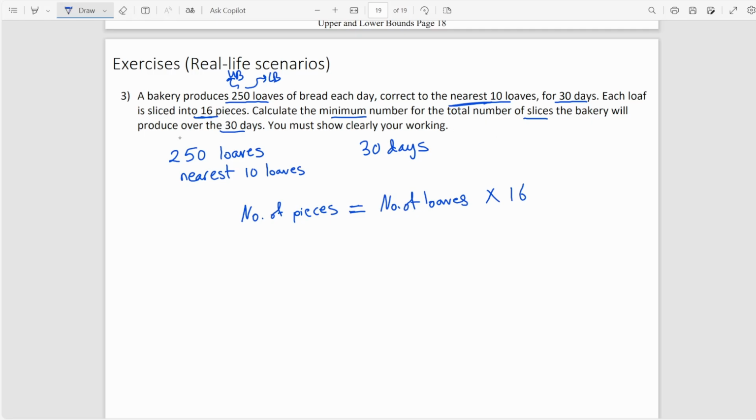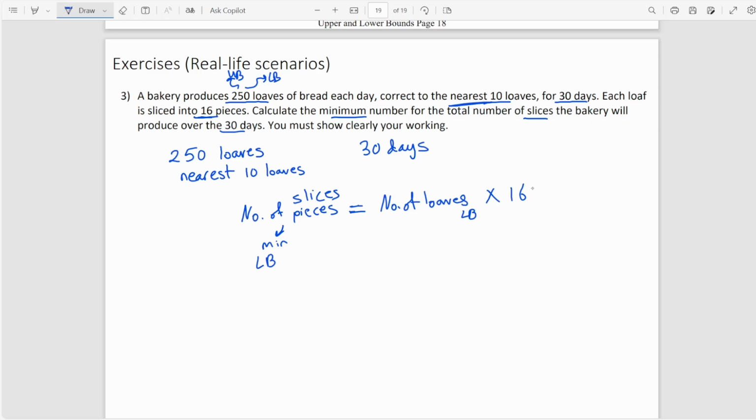It's the same thing. The bakery will produce over 30 days. So the number of pieces or slices, we want the minimum, or the lower bound, really. Okay. So the good thing here is that we only have one number that has an upper and lower bound, which is the number of loaves. So if I want to have the lower bound for the number of slices, this is a multiplication. So simply we want the lower bound for the number of loaves.